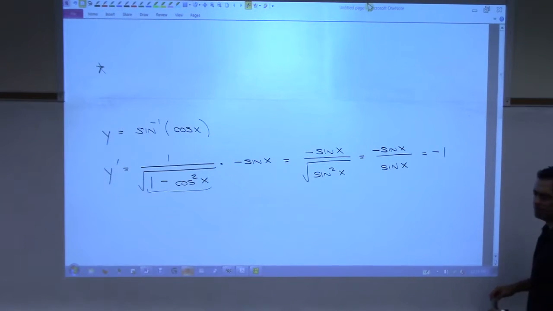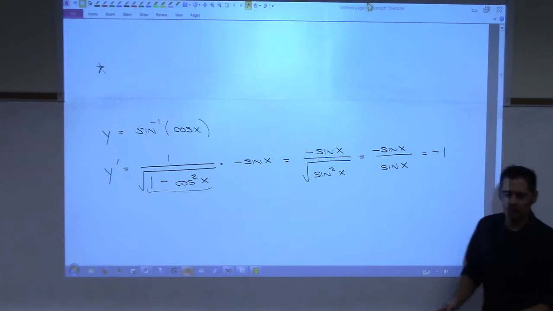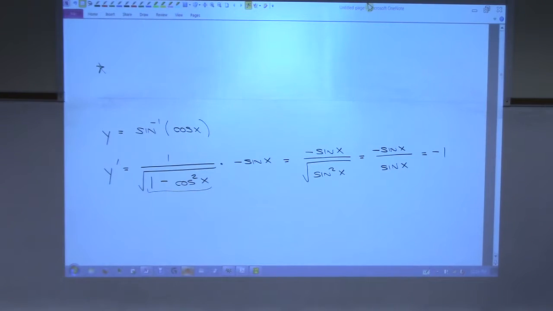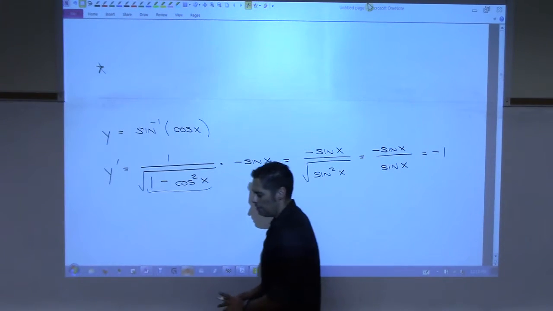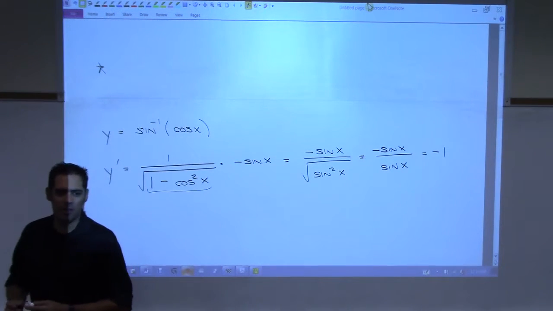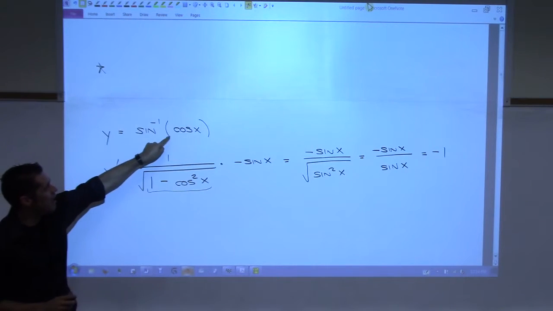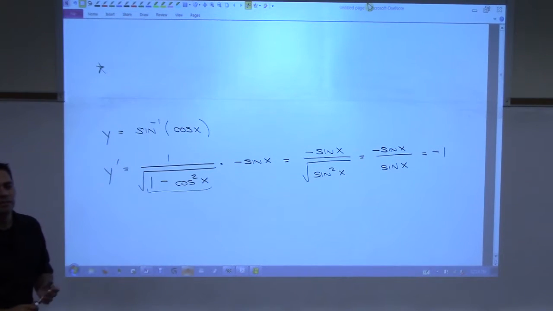I wonder what the inverse would be. It would be very similar to this. I think it might be negative 1 again. If I graph this function, what is it going to look like?